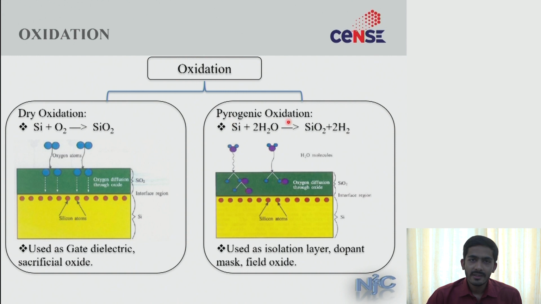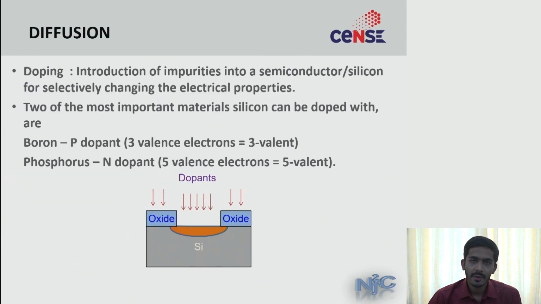So we mainly have two kinds of oxidation. One is dry oxidation, the other is pyrogenic oxidation. Dry oxidation relates to using oxygen as an oxidizing source, and pyrogenic relates to using water vapor as an oxidizing source. Dry oxidation is mainly used for applications like gate dielectrics or sacrificial oxide, and pyrogenic oxidation is mainly employed when you are looking for a thicker oxide to serve your isolation purpose, or as a mask for dopant, or for a field oxide application.